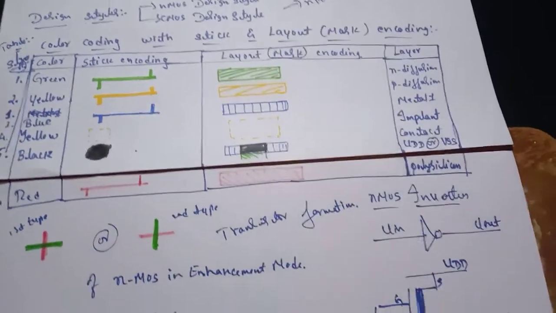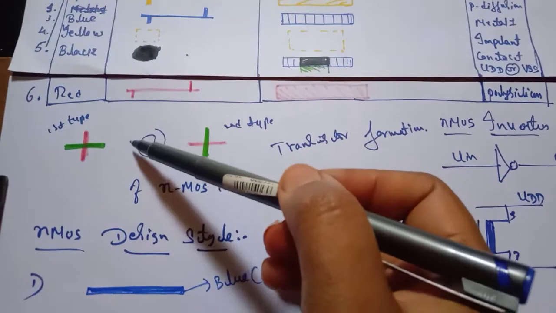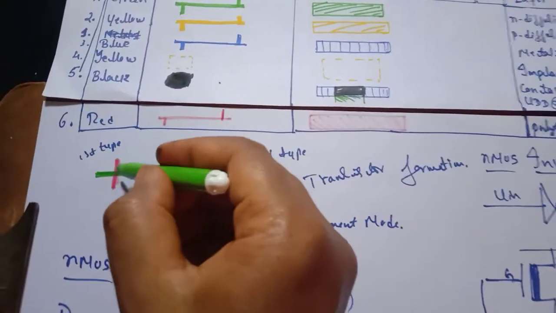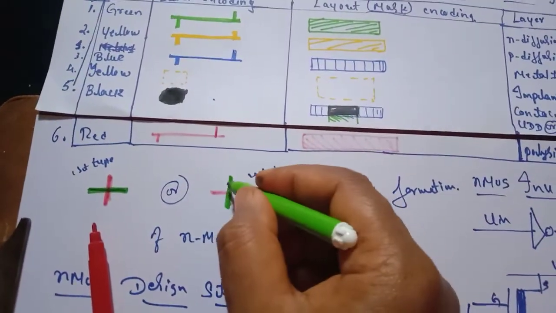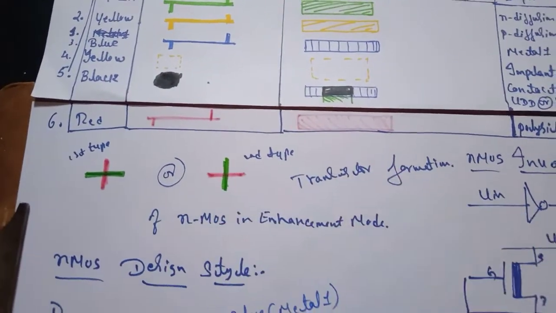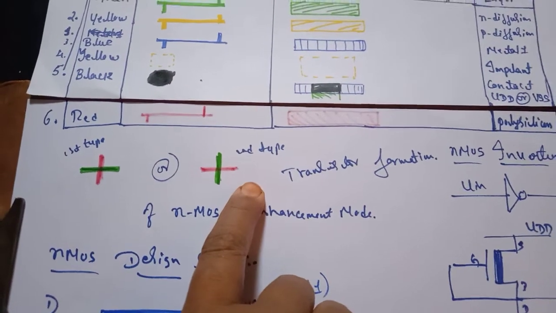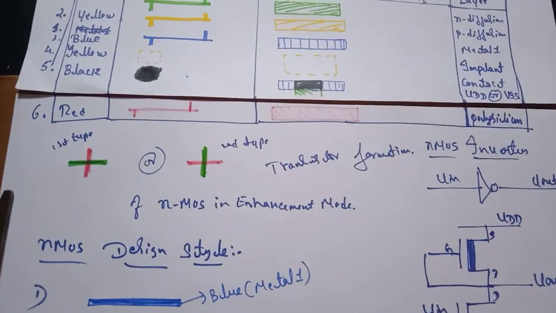Next, before writing a schematic, stick diagram or layout diagram, first we should know how a transistor is formed. A transistor is formed when polysilicon crosses a diffusion or diffusion crosses polysilicon. There are two types of transistor formation, a first type and a second type. This is an NMOS enhancement mode transistor. I am here taking an example of an NMOS inverter.